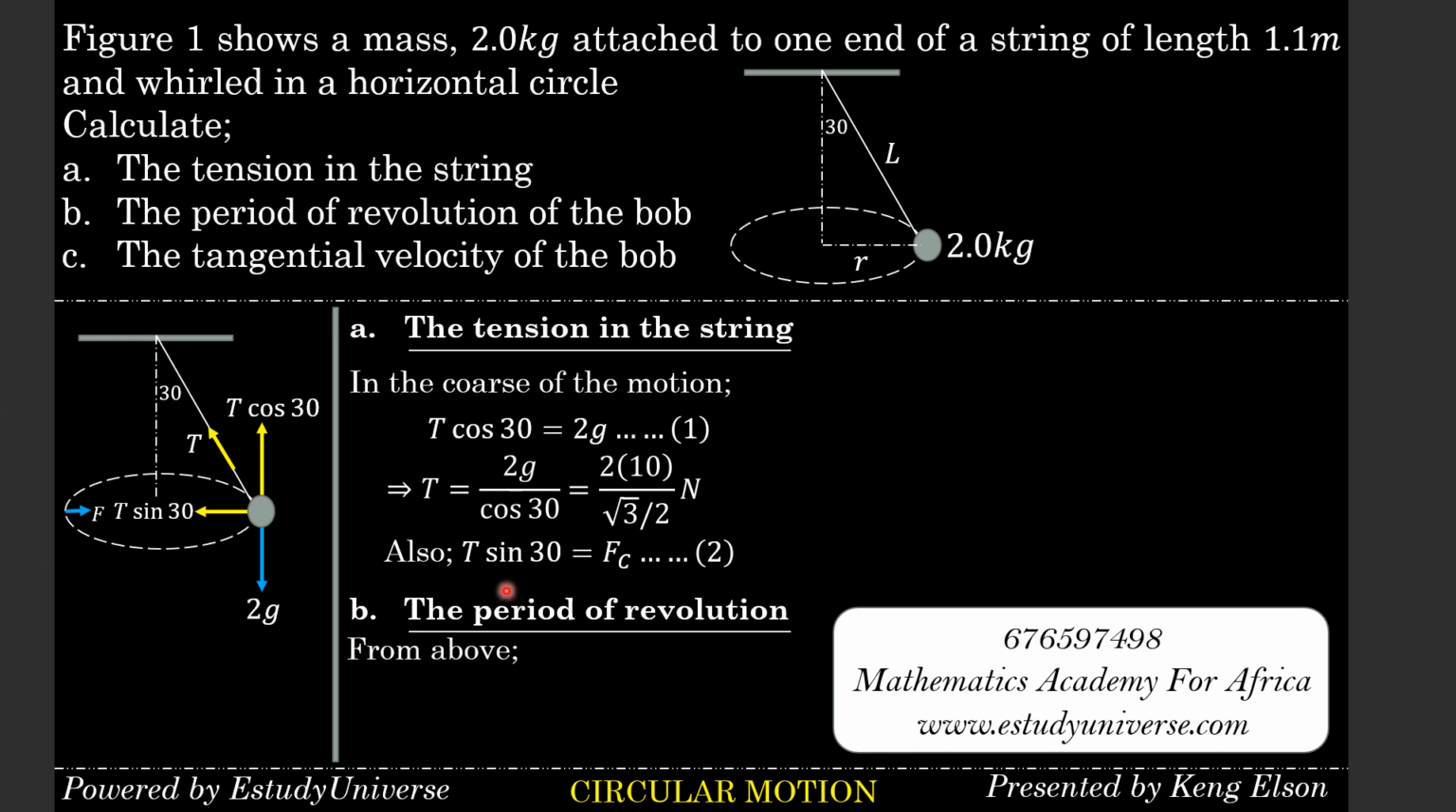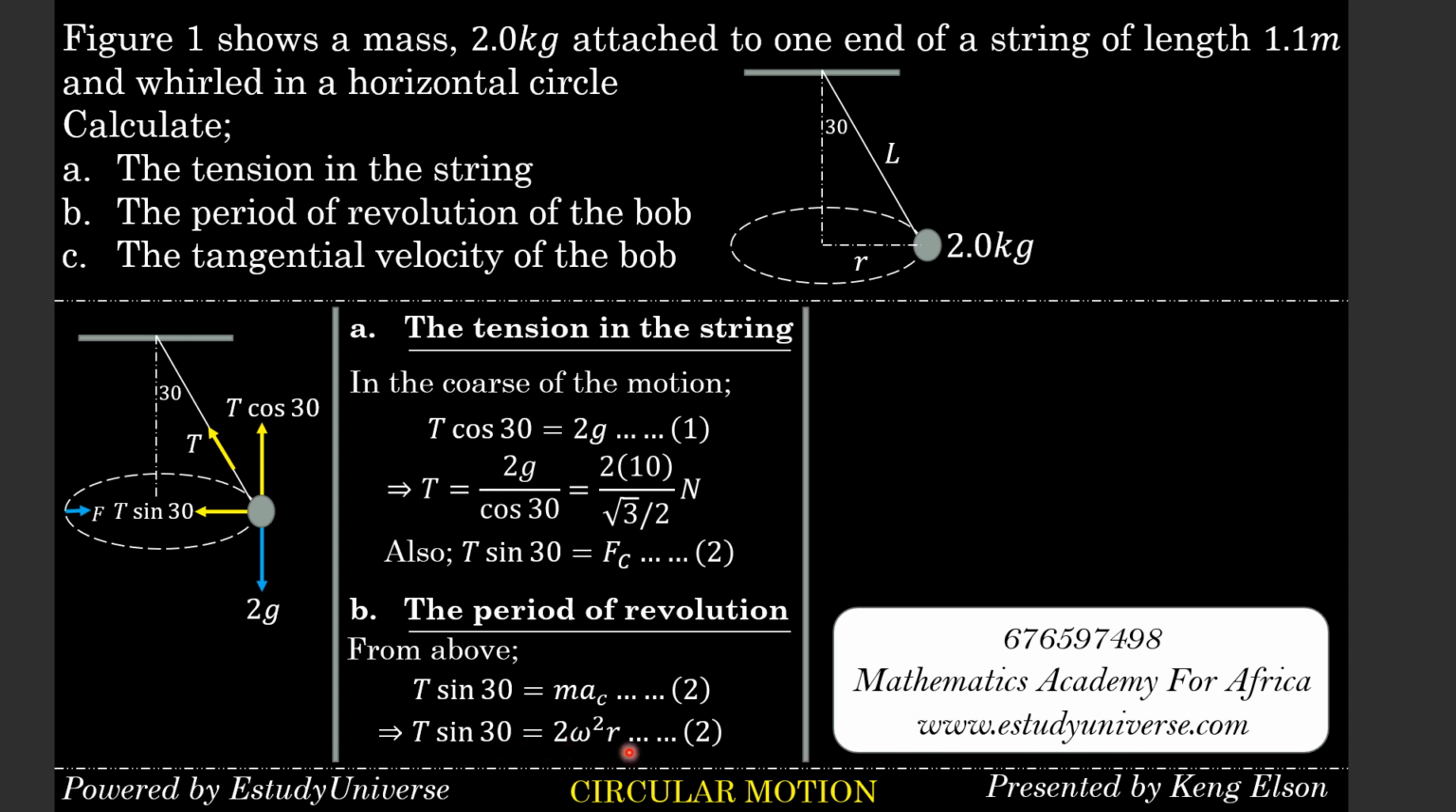So having the fact that T sine 30 is equal to the centripetal force, and the centripetal force is basically the mass times the centripetal acceleration, and the centripetal acceleration is omega squared r, where omega is the angular velocity and r is the radius of the path. I've replaced the mass already with 2. So you have T sine 30 equal to 2 omega squared times r.